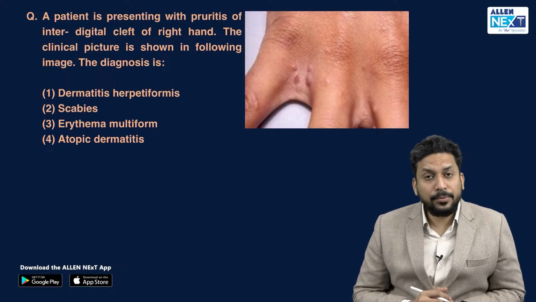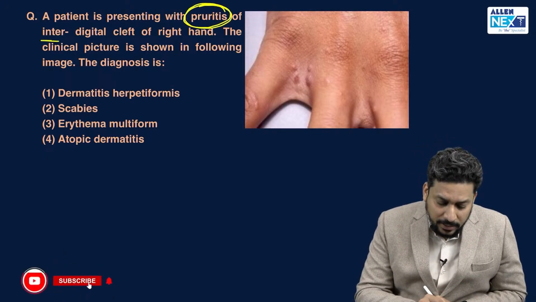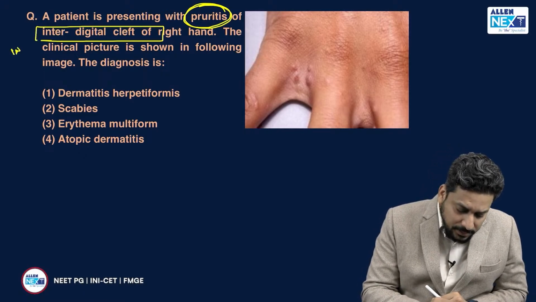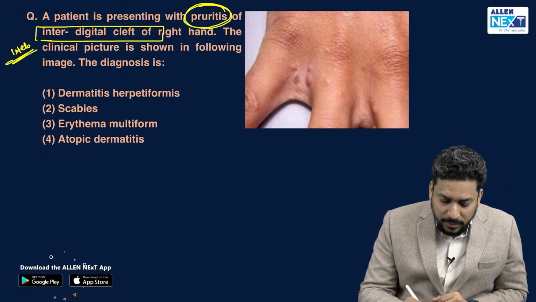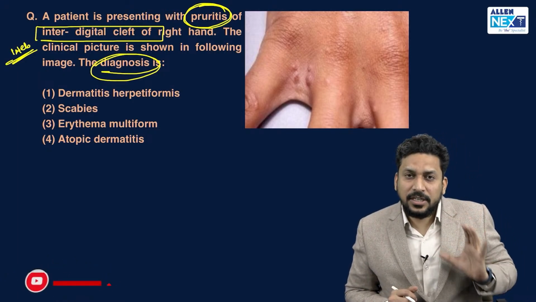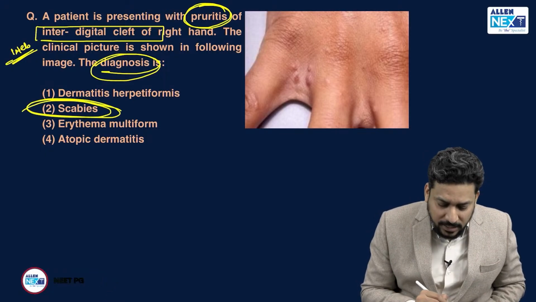Patient is presenting with pruritus. So there is a lot of itching which is present. Where? In the web spaces, that is interdigital cleft in the web spaces. And the clinical picture is shown in the following image. What is the diagnosis? So do you know any very itchy condition which generally involves the web spaces? Yes, the answer is scabies.